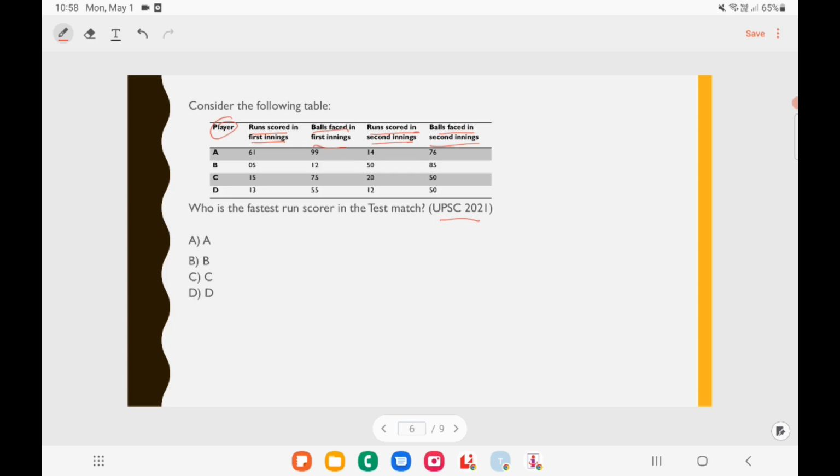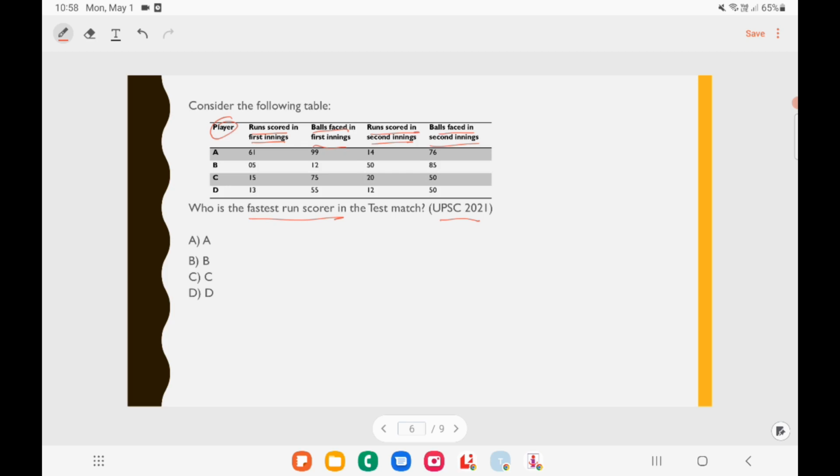Even if you don't watch cricket matches, you can actually understand the question by deducing from the meaning itself. Here it has asked who is the fastest run scorer. That means who scores runs faster. That means if you take fewer balls to score more runs, then you are the fastest run scorer.